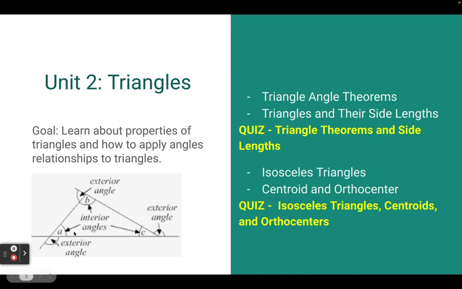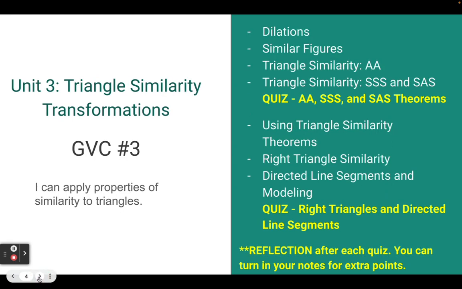And if you can see here, we've got learning how interior and exterior angles of a triangle work and how we can prove things about triangles.